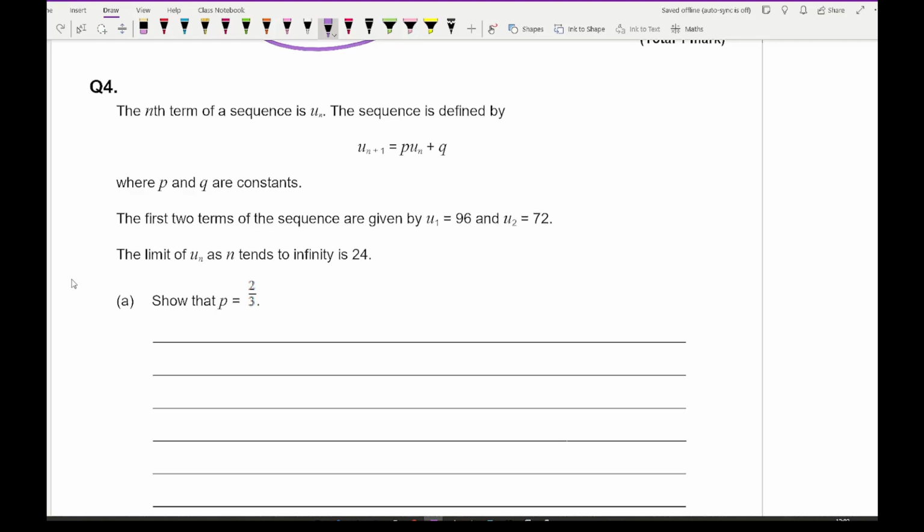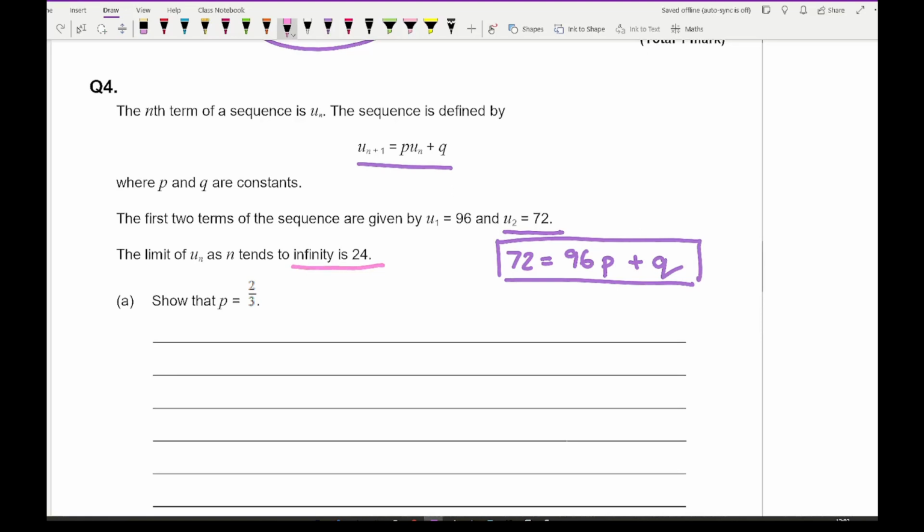So for this, using this bit of information here, we can then substitute this into the formula, in which we get 72 equals the previous term, which is 96, times p plus q. So this is one formula that we have got. Then using the second bit of information here, we know that un tends to 24. So when un tends to L, which is the limit, we end up with L equals Lp plus q. Well, we know that the limit is going to be 24. So we've got 24 equals 24p plus q.